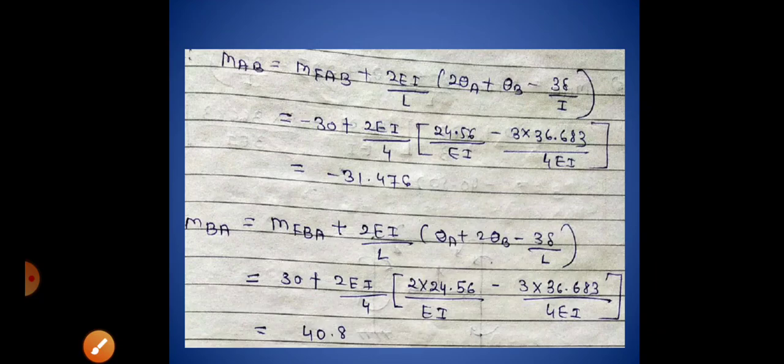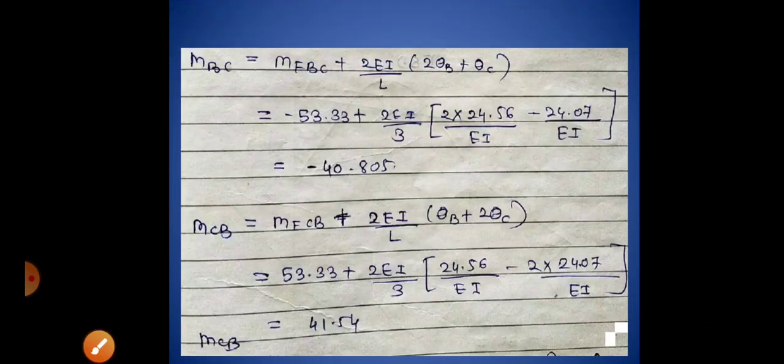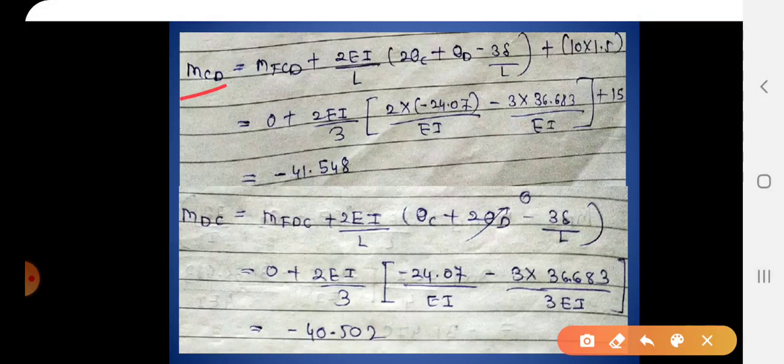Now to find the final moments, MAB is equal to MFAB. Being a column, the moment due to sway will get added. So MAB is equal to MFAB plus 2EI by L into 2 theta A plus theta B minus 3 delta by L. Accordingly, you can find the values of MAB and MBA. Next are the values of MBC and MCB using standard slope deflection equations, and then MCD and MDC. In MCD, the moment due to sway is already there.